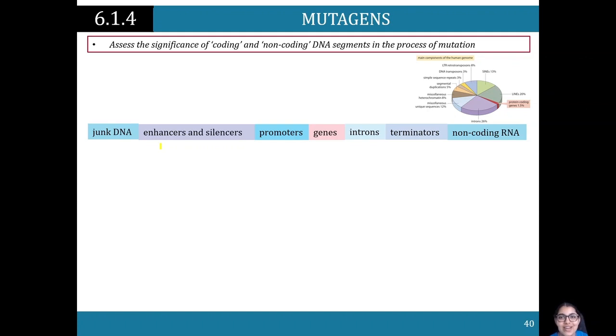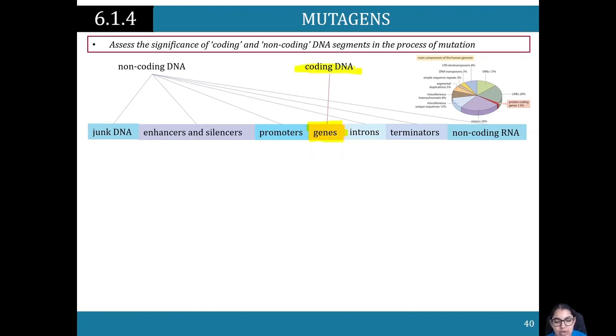Not all of the DNA codes for proteins, my bad. So what we have here is that coding DNA, in fact, is very small. Like a very small part of the overall DNA codes for genes. Very, very small. That's our coding DNA. The rest of it, we have junk DNA, we have enhancers and silencers, we have promoter sequences.